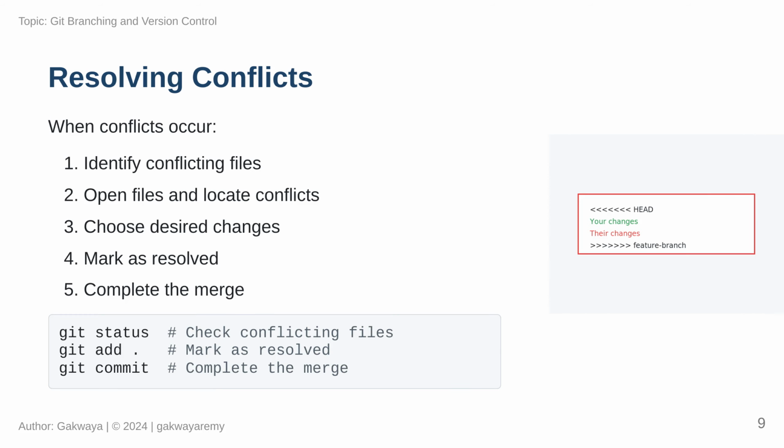Merge conflicts aren't scary, they're just Git's way of asking for help in deciding which changes to keep. When you encounter conflicts, Git marks the conflicting sections in your files. Review each conflict, decide which changes to keep, or combine them, then mark the resolution using git add. Remember to test your code after resolving conflicts.